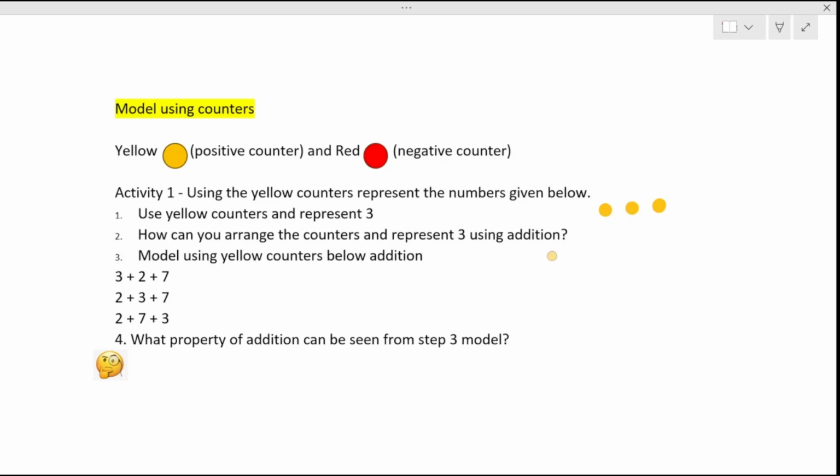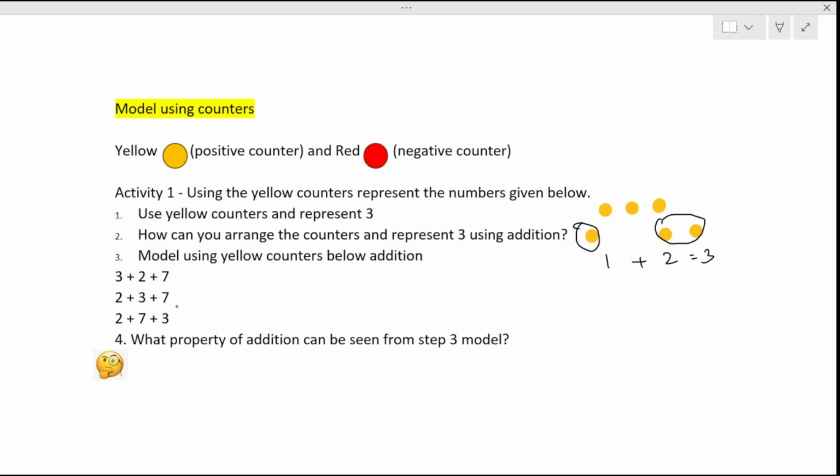Now, can you arrange this in a way that represents addition? For example, you have 1 and your mother gave 2 counters. So totally, how many are there? You would model this with counters, telling this is 1 plus 2, and that is 3, right? So this is a basic modeling of addition of two positive counters.